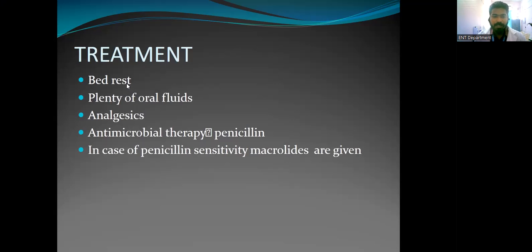So first is basically bed rest. The patient has to take a lot of rest and plenty of oral fluids, and analgesics to subside his pain, because he has difficulty in swallowing and will also complain of throat pain. So here we have to put him on analgesics. Analgesics and antipyretics can also be used because the patient will have fever. So antimicrobial therapy: usually it's penicillin that is given to the patient. In case of penicillin sensitivity, macrolides are given.